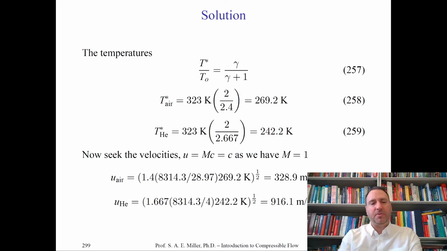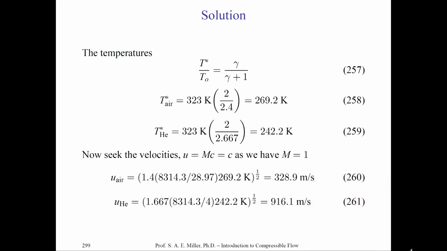Plugging in the values, we'll find for air 1.4 times 8314.3 divided by 28.97, that's the gas constant, universal divided by R for air, and we'll have 2 times 269.2 Kelvin to the half power. So this is the square root of gamma RT for velocity with M equals 1, and you'll find the exhaust velocity from the plenum through the critical condition is 328.9 meters per second.